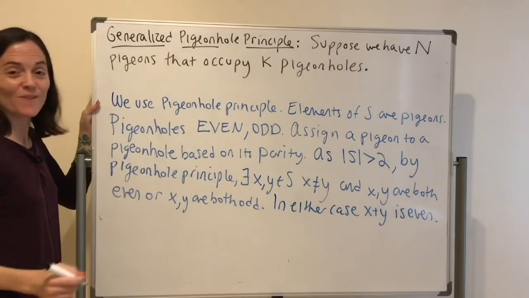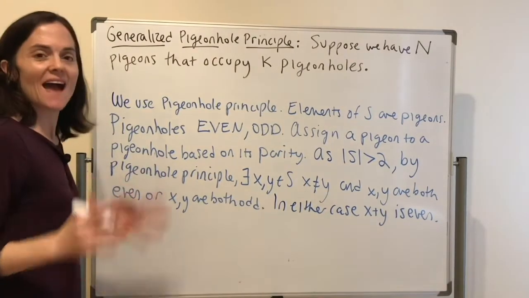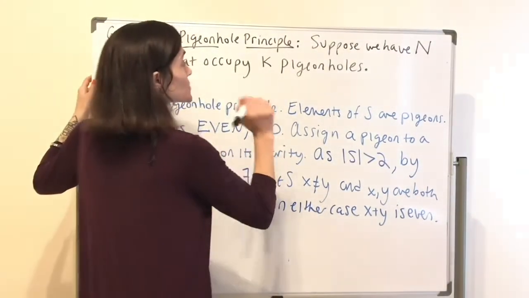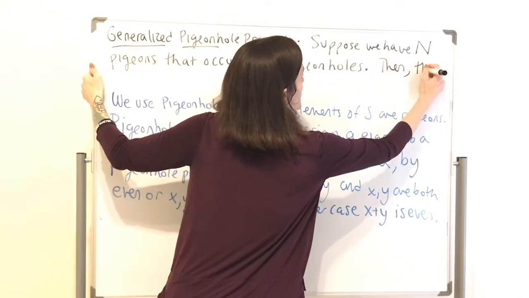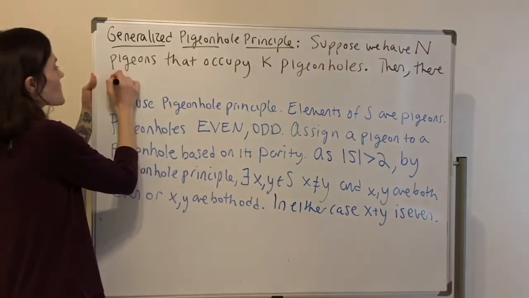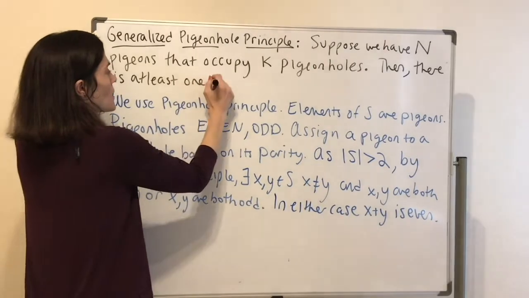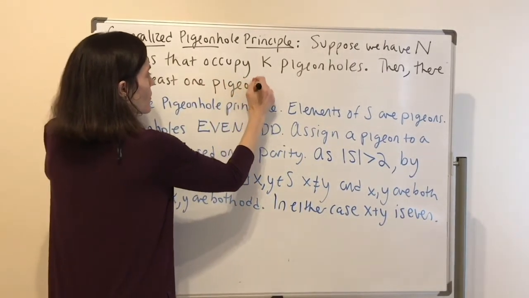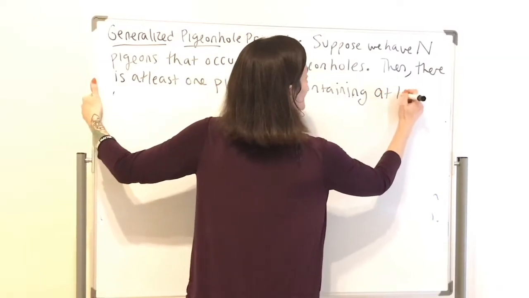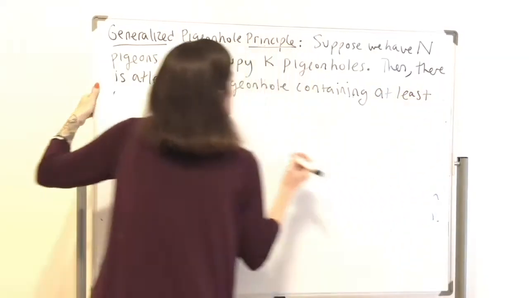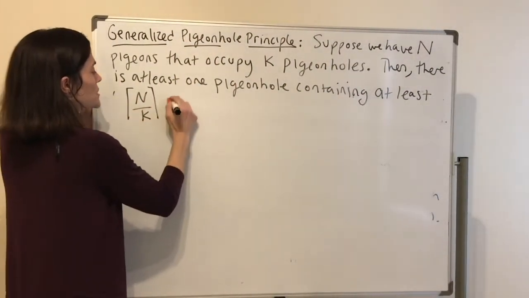Okay, so far so good, it reads the same. Well, except instead of X and Y, I have N and K, but here's what's different. So then, there is at least one pigeonhole containing at least the ceiling of capital N over K pigeons.